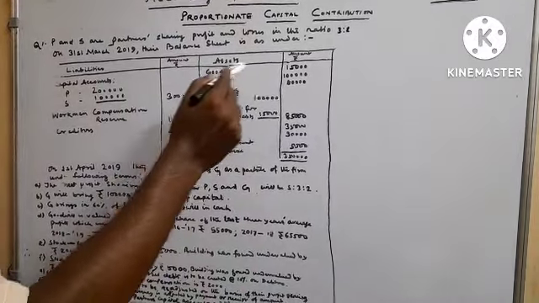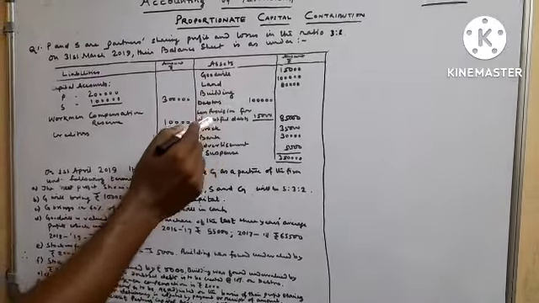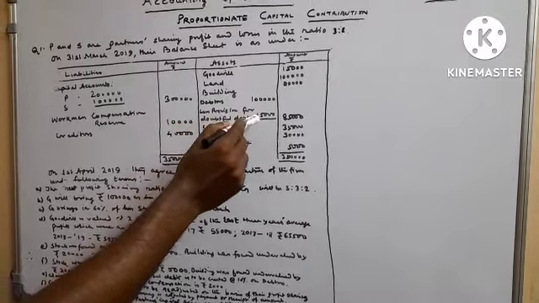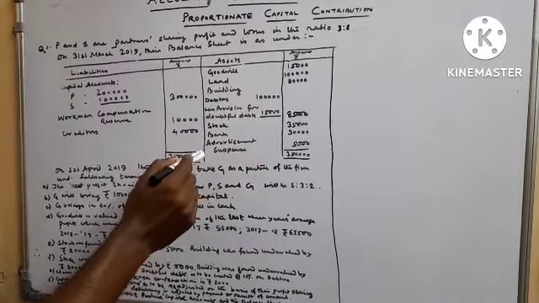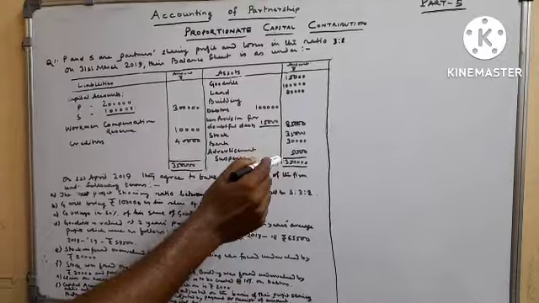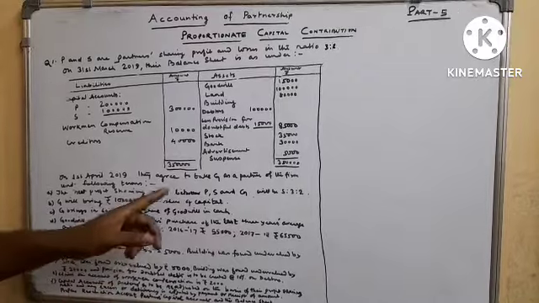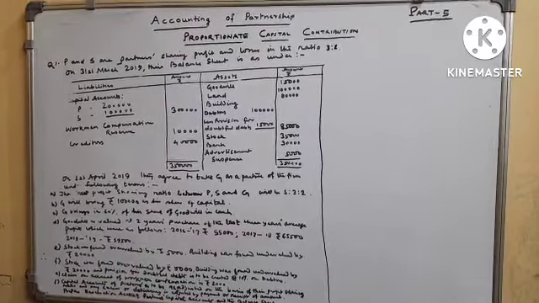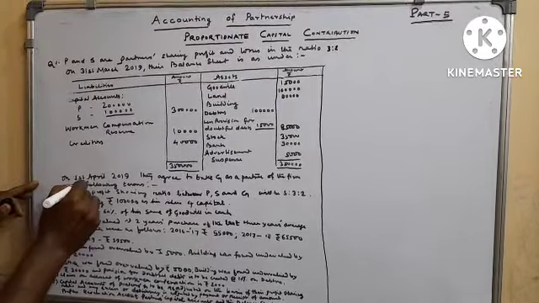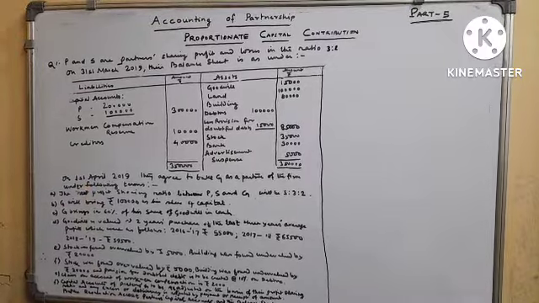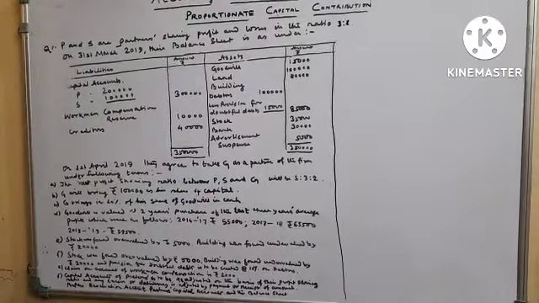Now asset side, goodwill 15,000, land 1 lakh, building 80,000, debtors 1 lakh, less provision for doubtful debt 15,000, total 85,000. Stock 35,000, bank 30,000, advertisement suspense 5,000. Total asset side 3,50,000. On 1st April 2019, they agreed to take G as a partner of the firm under following terms. The new profit sharing ratio between P, S and G will be 5:3:2.